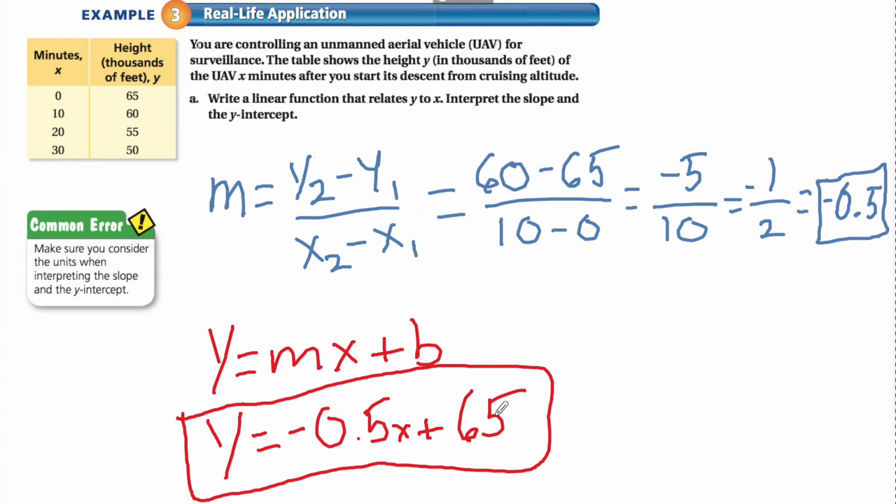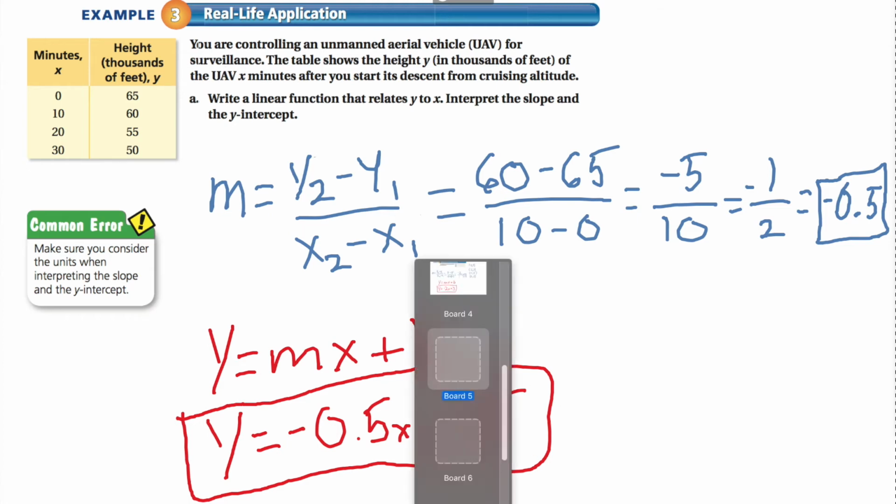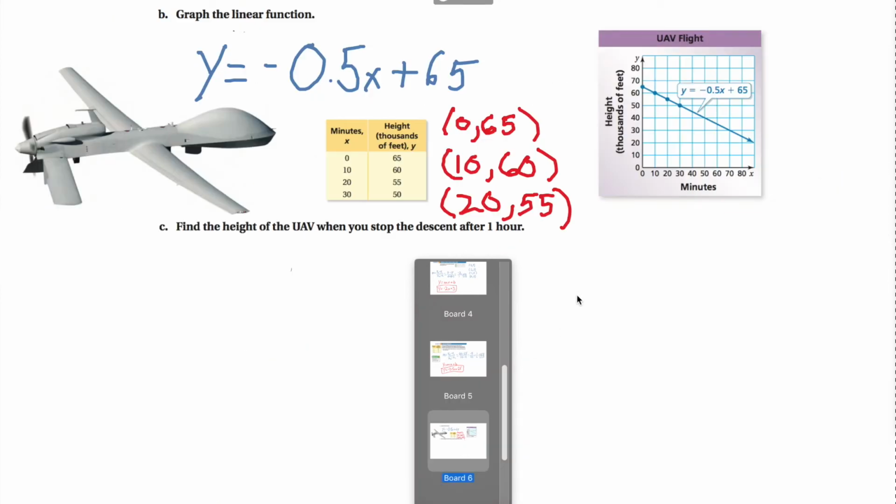But what it actually means is after 1 minute, it will descend 500 feet, and it starts at 65,000 feet. It's really important to watch that we're working in minutes, and the height is in thousands of feet. It's going to be even more important when we look at part B of this equation.